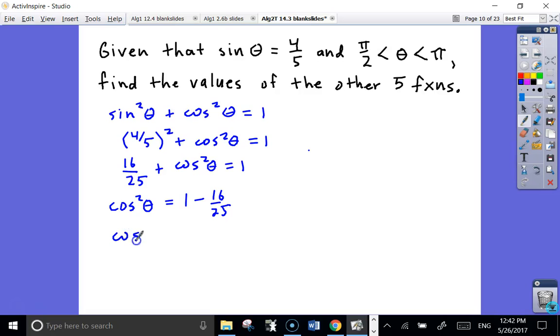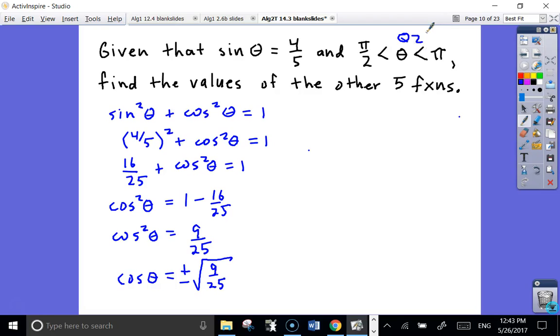Cosine squared, then it would be 25 minus 16, 9 over 25. Okay, now you have to solve for cosine, so take the square root of both sides. Now when I do that, I'm going to get cosine of theta equals plus or minus the square root of 9 over 25. But again, we said this is in quadrant 2, so we know that the cosine is actually going to be the negative, not the positive.